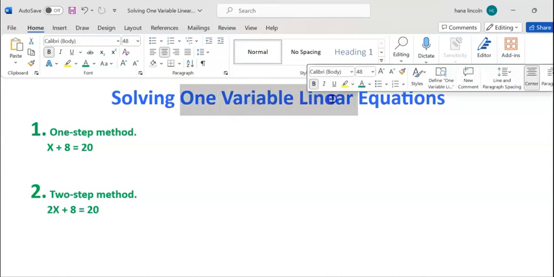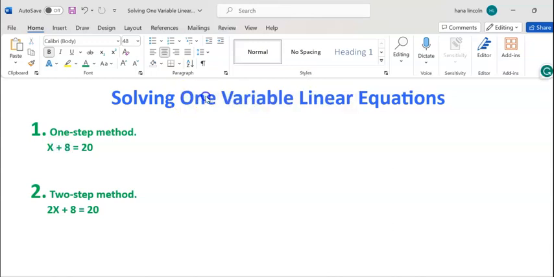All right, it's a one variable linear equation. It's one variable because on this equation, for example the first one, you're going to see only one letter, which is x. You don't see another variable or letter like, for example, y. You see one letter. That's why we say one variable.